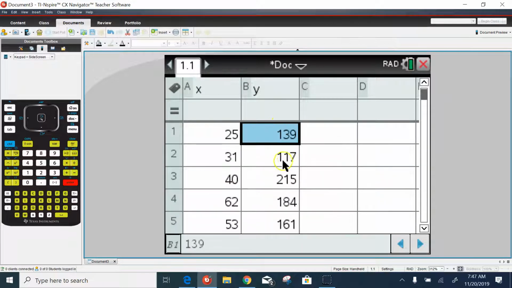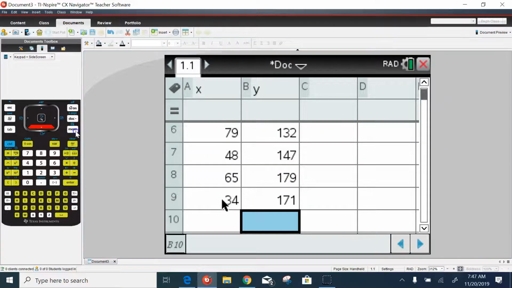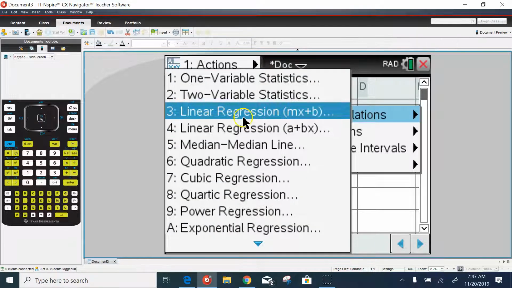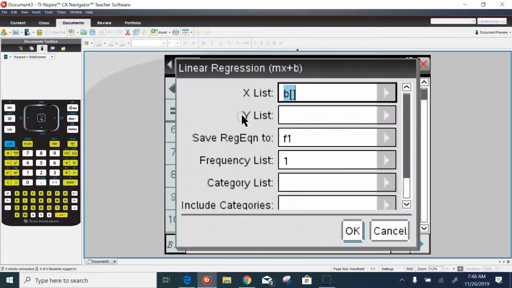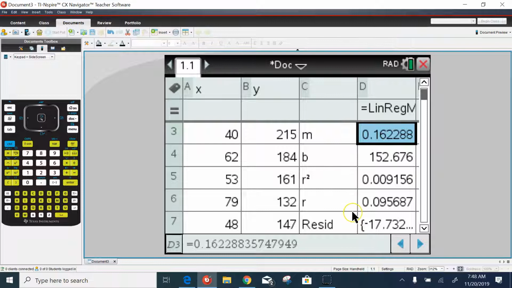So I quickly visually verify that these all look correct. 139, 117, 215, 184, 161, 132, 147, 179, 171. Great. So now we need the correlation coefficient. Menu, stats, stat calculations, same thing again for linear regression. X stuff goes in the X list, Y stuff goes in the Y list, click OK. And then we have our values here.